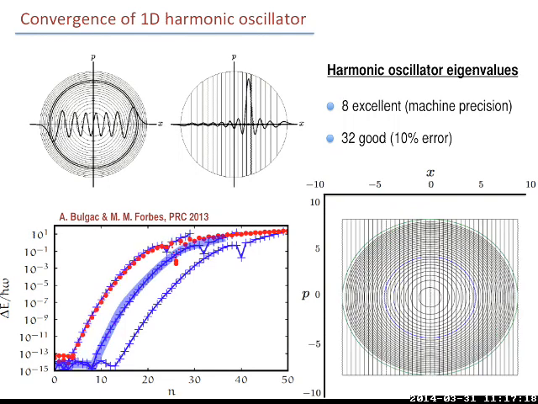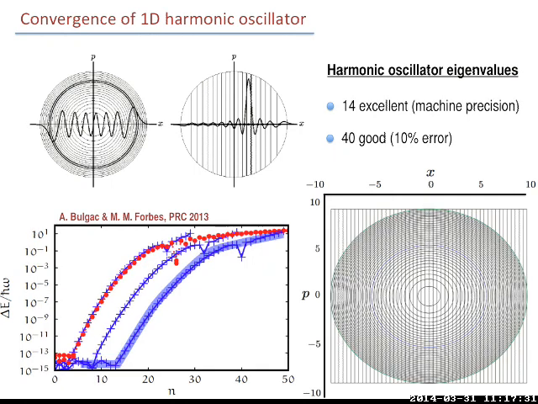So as one goes to finer mesh points associated with P and also larger box sizes, one can better reproduce these harmonic oscillator eigenstates. So there we get 8 and 32. And then finally for this DVR basis, one gets 14 excellent and about 40 good eigenstates. So this just exhibits the convergence associated with this phase space coverage argument.